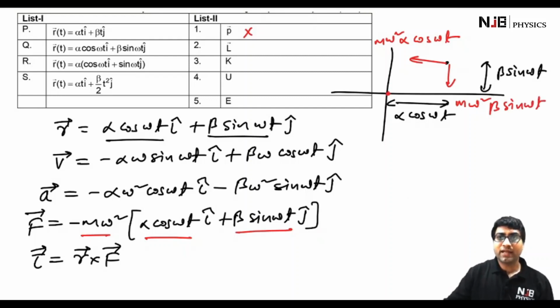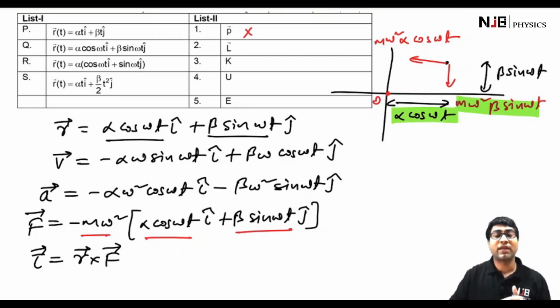Now you can see that about the origin O, one of the forces is providing a torque in the clockwise direction and the other force is providing it in the anti-clockwise direction. So we just have to check whether the net torque is going to be 0 or not. For that, we just have to multiply the force with its perpendicular distance. That means if we multiply this force, m omega square beta sine omega t, which is providing a clockwise torque, it must be multiplied by alpha cos omega t.